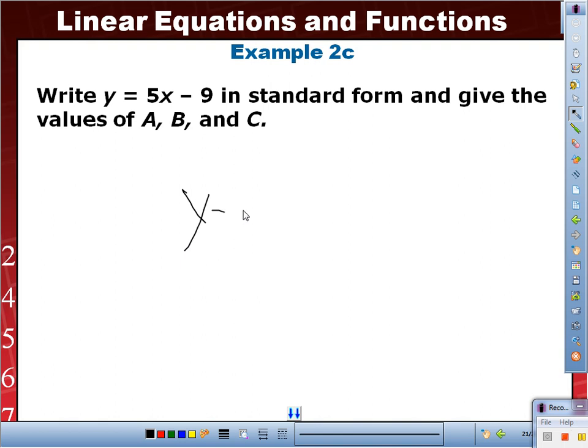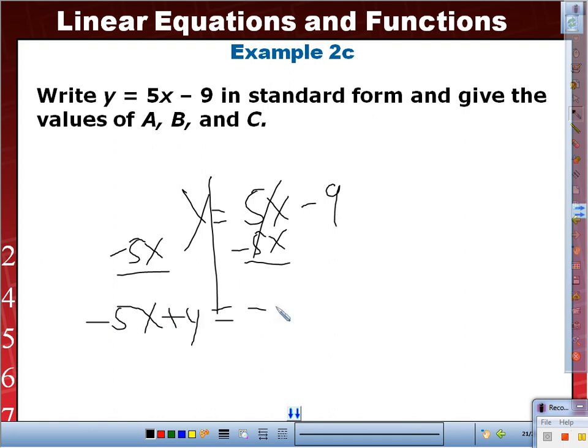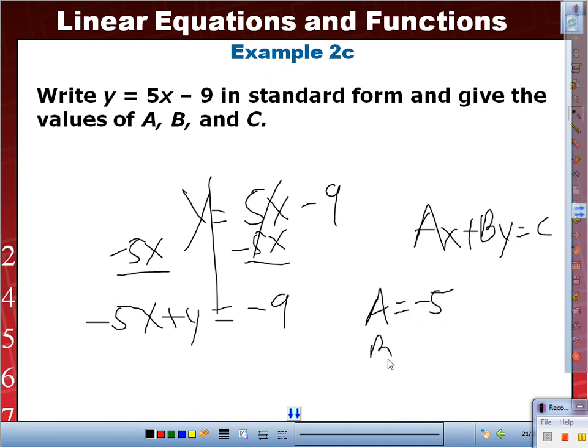They give us y equals 5x minus 9. Is that in standard form? No, I need to move the x, don't I? Minus 5x, minus 5x. Standard form is negative 5x plus y equals negative 9. Is that standard form? Yes, ax plus by equals c. So therefore, what is a, everyone? What is b? And what is c? Negative 9. We got it, yes?